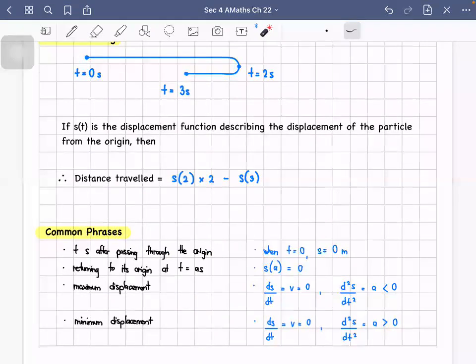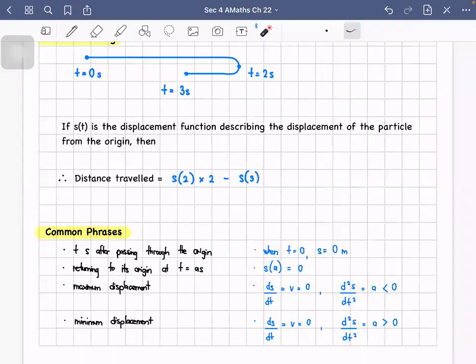Okay, so the first one is t seconds after passing through the origin. You might see this in some questions. So when you see this, that means time is 0 because it's in the origin, right? So that means that the displacement is also 0. Or maybe you might encounter this: returning to its origin at t is equal to a, or a can be any second. So s of a is equal to 0.